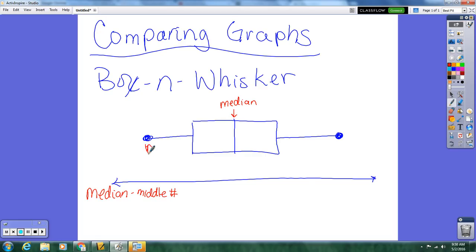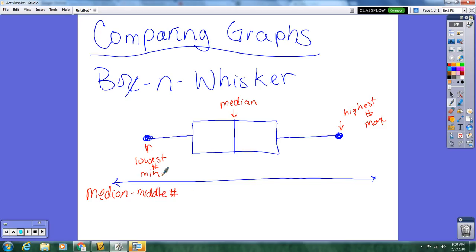This number is the lowest number, or the low number. This one is the highest number, otherwise known as the max and the min, minimum number, maximum number.